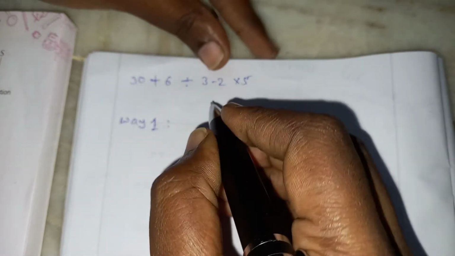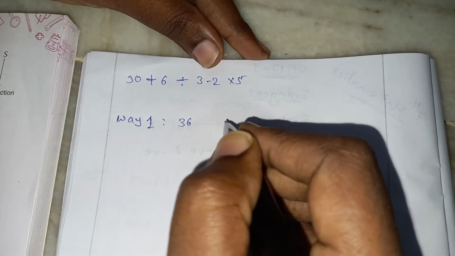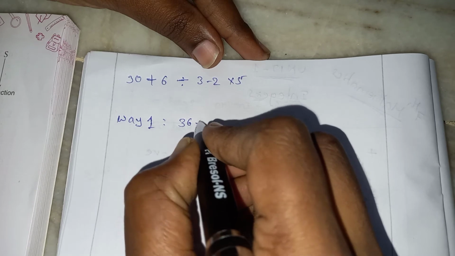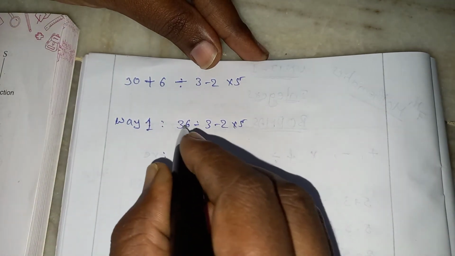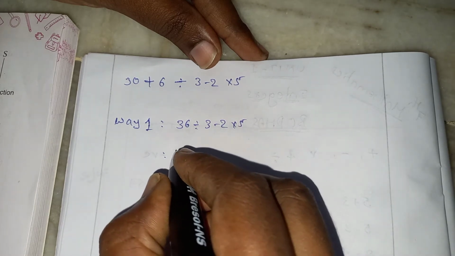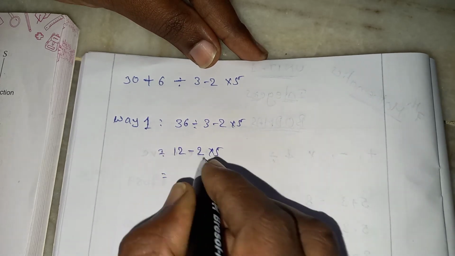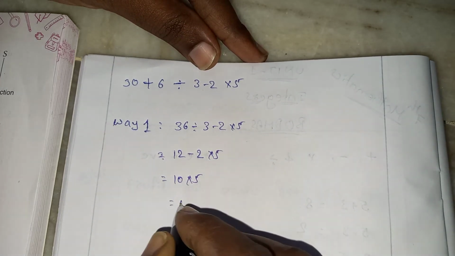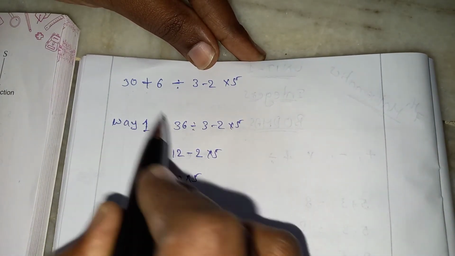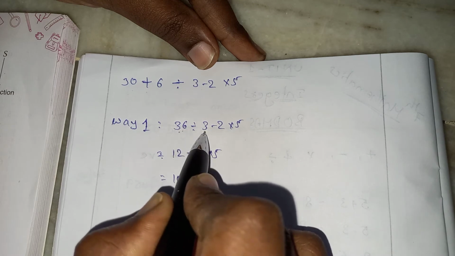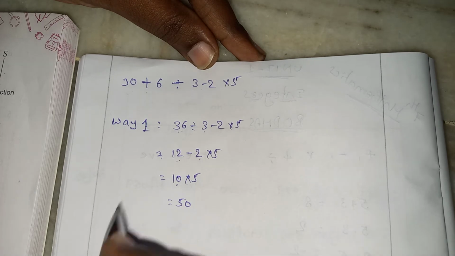First way, I'll calculate from left to right. 30 plus 6, 36. Next, divided by 3 minus 2 into 5. Next, 36 divided by 3 means 12, minus 2 into 5. Next, 12 minus 2, 10. 10 into 5, 50. So I am doing one by one. First, I did addition, 36. 36 divided by 3, 12. 12 minus 2, 10. 10 into 5, 50.